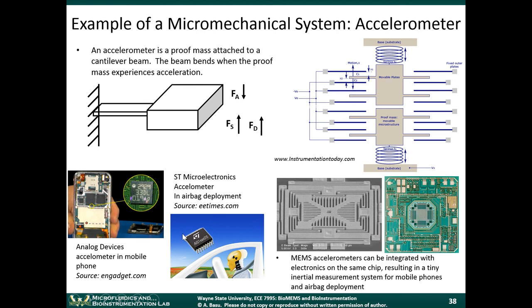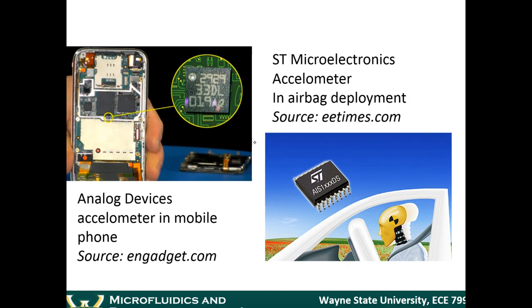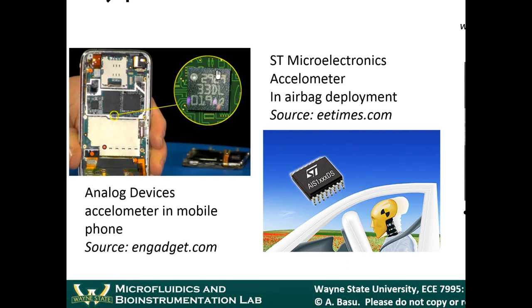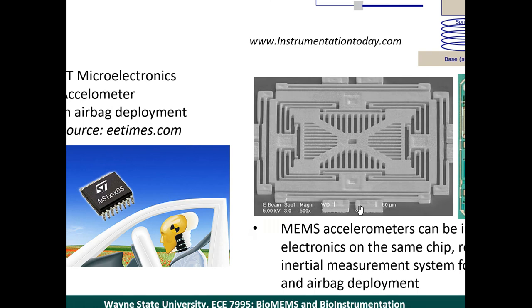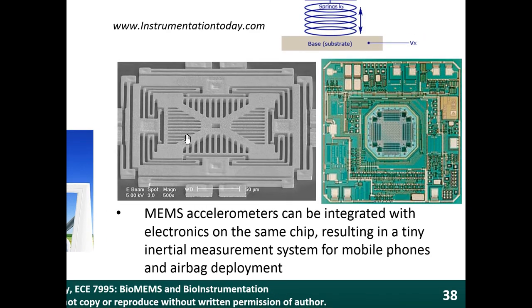As I said, these accelerometers are in your mobile phones. You can see these types of devices here. You can also see these ST Microelectronics accelerometers used for airbag deployment, as I mentioned earlier. These are examples of what the systems look like. I drew a very simple diagram in the notes here, all right? But sometimes these devices can actually be a little bit more complicated than that.